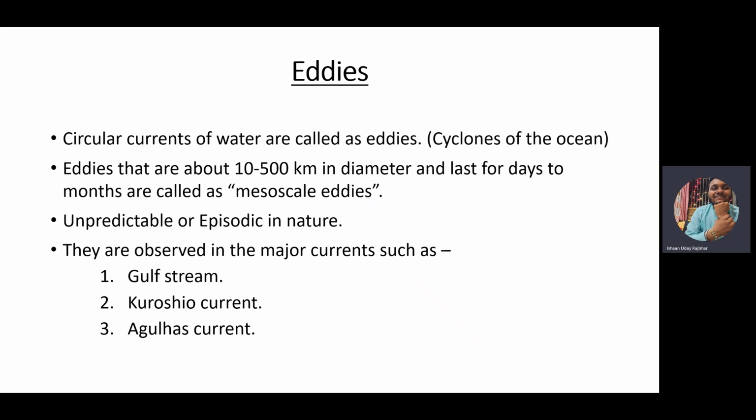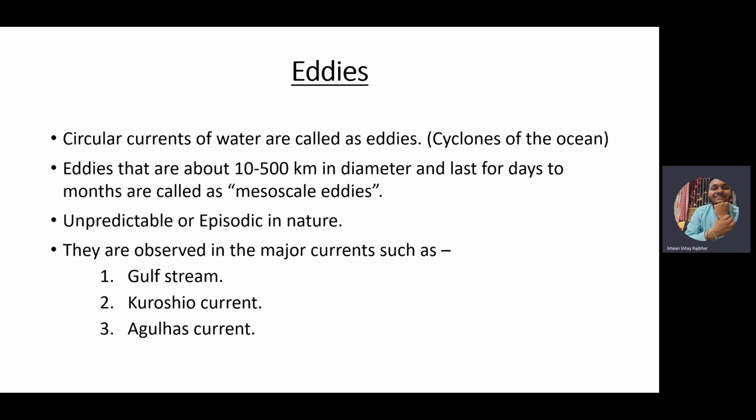Now let us get into eddies. Eddies are basically circular currents of water. They are also called the cyclones of the ocean. Eddies that are about 100 to 500 km in diameter and that last for days to months are called mesoscale eddies. These eddies are unpredictable or episodic in nature.